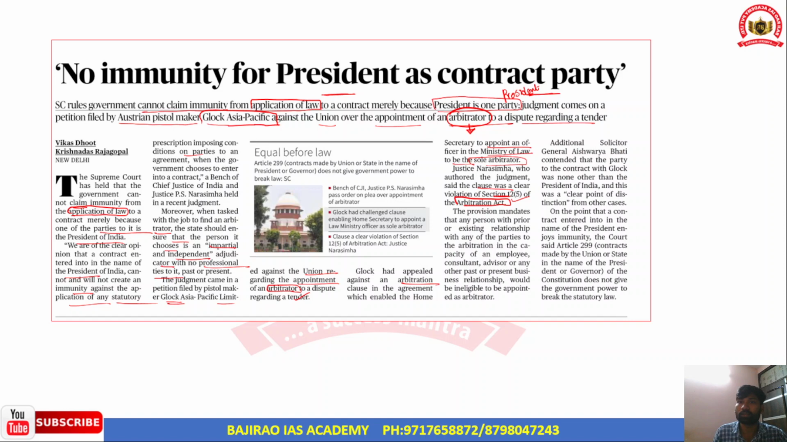In fact, Article 299 speaks about contracts made by the union and states in the name of the president and governor. So can a contract entered into in the name of the president enjoy immunity? Article 299 of the Constitution, on contracts made in the name of the president or governor, does not give the government power to break a statutory law. This is the observation of the Supreme Court.